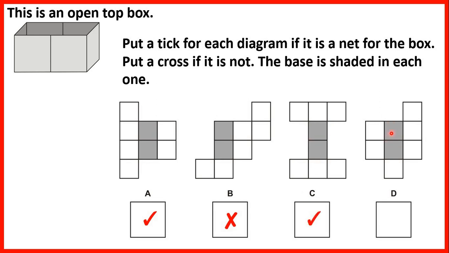And here we can see our base. We can see that these two squares will fold up, the bottom square will fold up, these two squares will fold up, and then this square here will be able to fold around and cover this edge as well. So again, we have the net for an open top box.